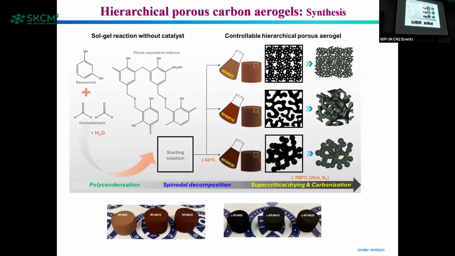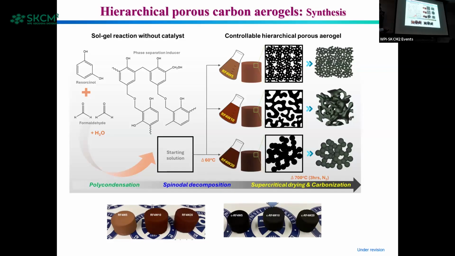And yeah, the next study is on the same RF aerogels. We converted them into carbon aerogels, but the process is different. We just tuned the molar ratio between water and the precursor we use here, and we found that we achieve some spinodal decomposition phenomena, and we obtain hierarchical porous aerogels. You can see the images of the pure RF polymer aerogel after carbonization in a nitrogen atmosphere. You can see these carbon aerogels.